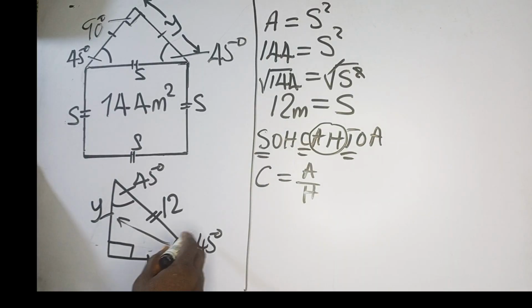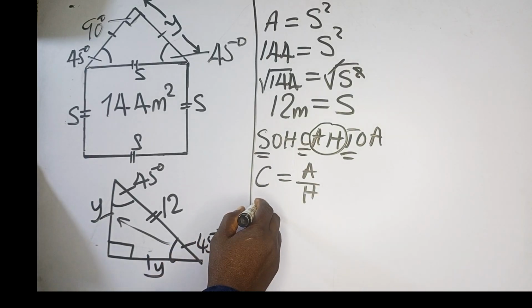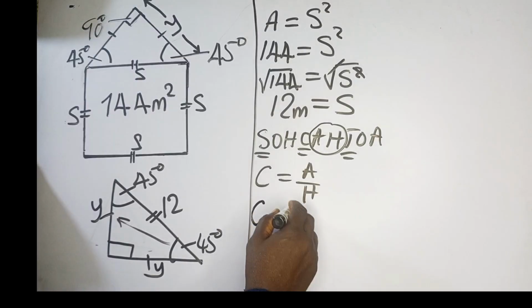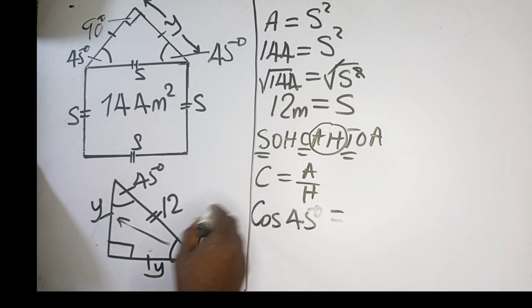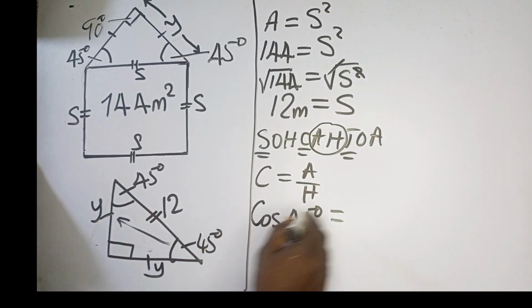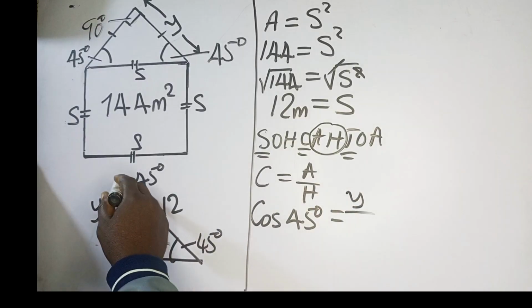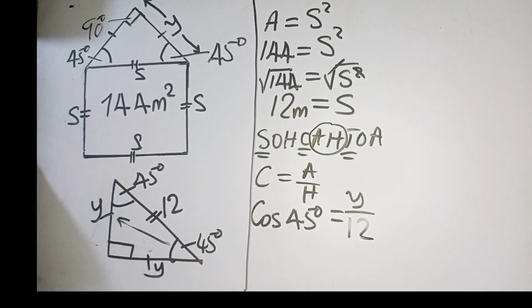So if we now consider this angle 45 degrees, we're going to work from cos 45 degrees to give us the adjacent. The adjacent is what we are looking for, which is y, all over the hypotenuse, which is 12. If we are allowed to use the calculator, you just plug this in your calculator, you get this value, and then you cross multiply to get your value of y. But if you are not allowed to use the calculator, how do we proceed?